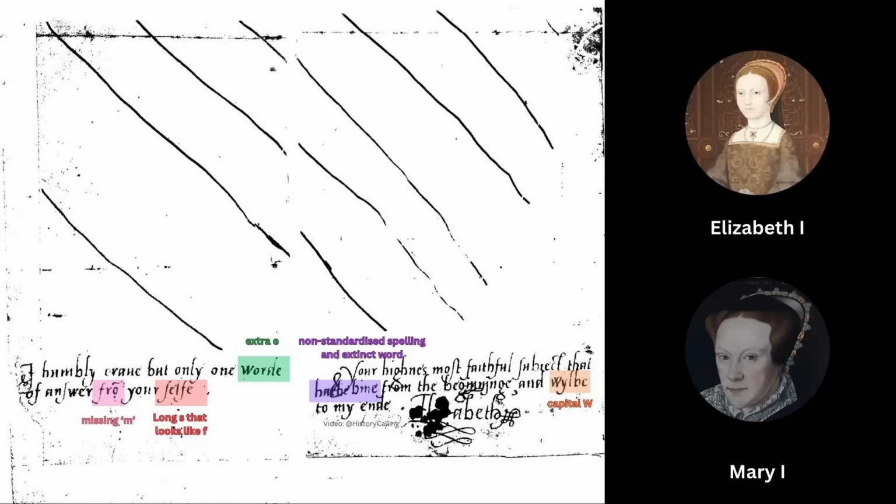It's the end of the letter and says, "I humbly crave but only one word of answer from yourself. Your Highness's most faithful subject, that hath been from the beginning and will be to my end, Elizabeth."